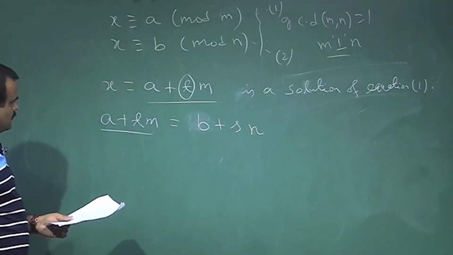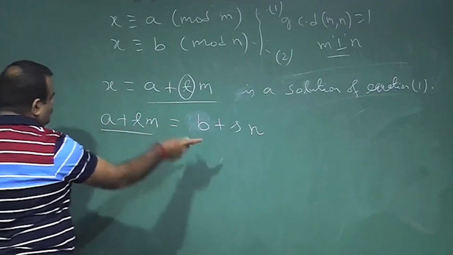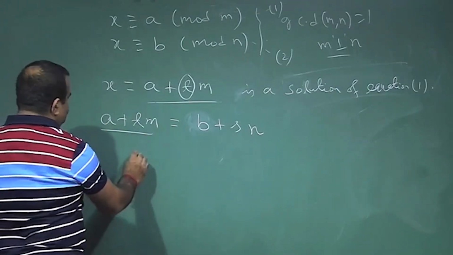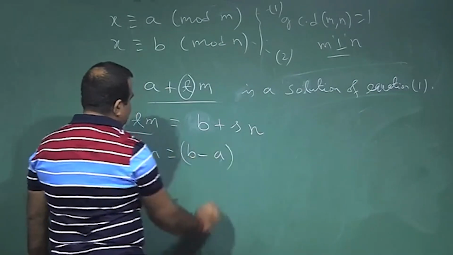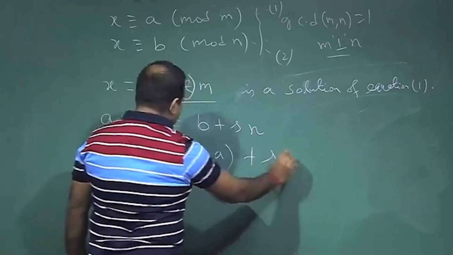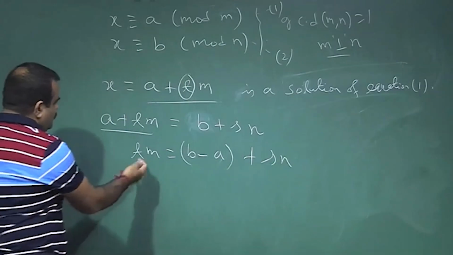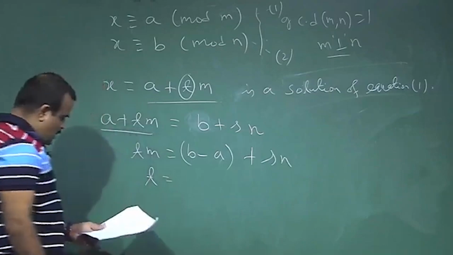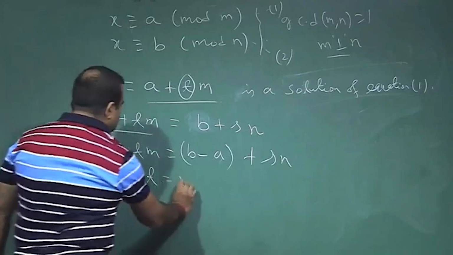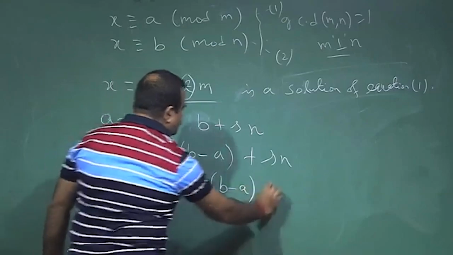Okay. So, now the question is how we can get t. We can take this to that side. So, tm is equal to b minus a plus sn. Okay. So, now basically t is m inverse times b minus a mod n.